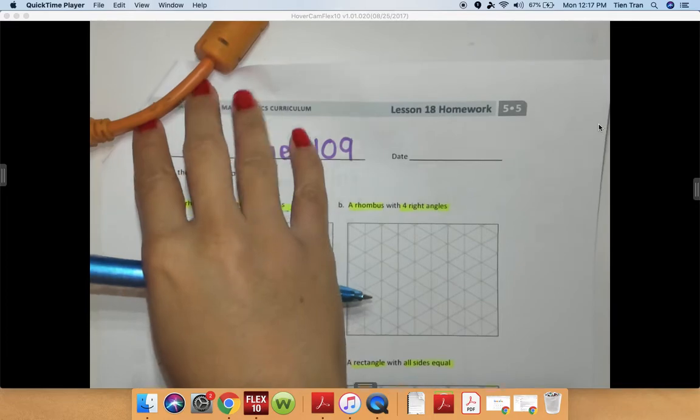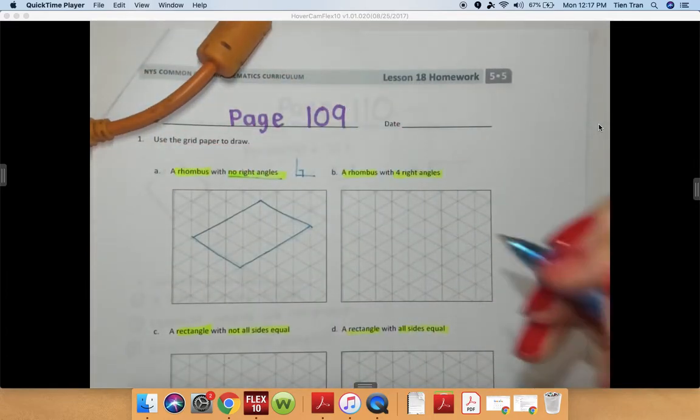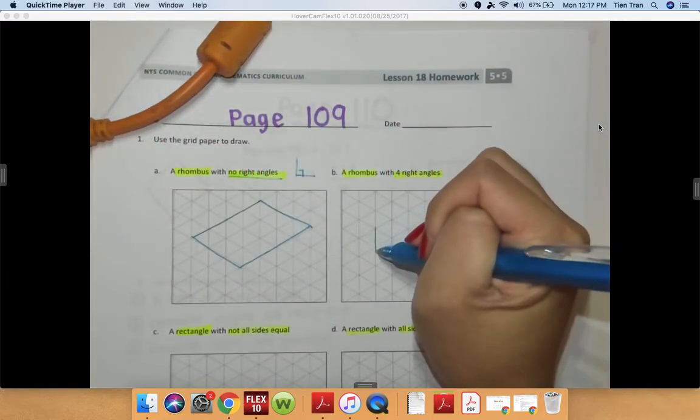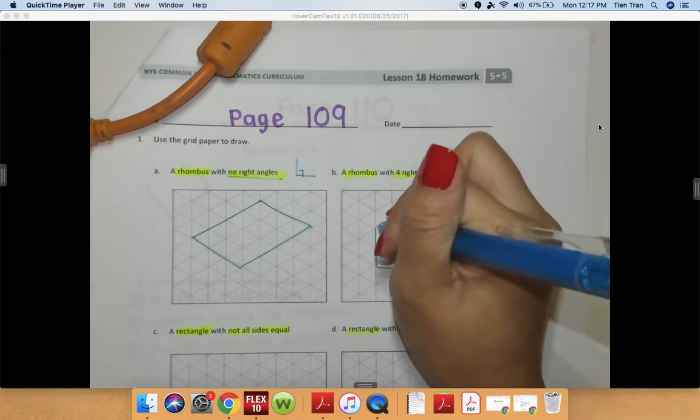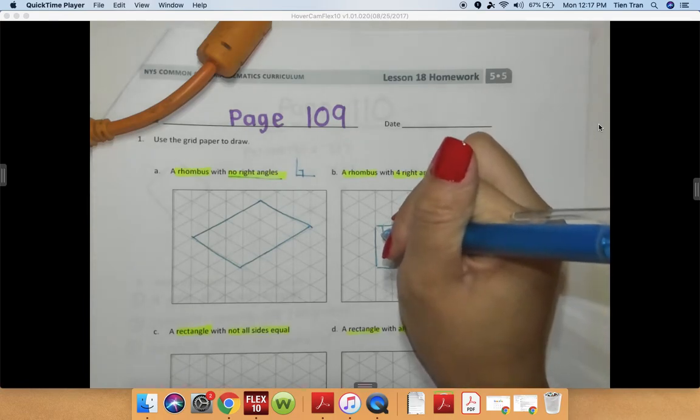For B, it asked me to draw a rhombus with four right angles. So a rhombus with four right angles would basically be a square or a rectangle.